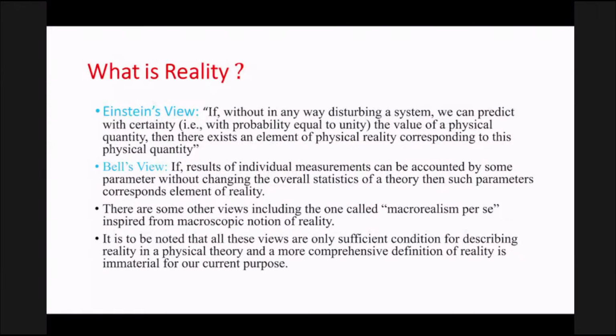So there is another view, Bell's view. I am not quoting Bell's exact words, but this was from his paper. If the results of individual measurement can be accounted for by some parameter without changing the overall statistics of the theory, then such parameters correspond to reality. It is an even weaker assumption, so Einstein's reality will already be Bell's reality, because it is very weak. Even if Bell has not mentioned disturbing a system, he says that if results of individual measurement can be accounted for by some parameter without changing the overall statistics. So overall statistics is the same, but you can give an explanation of individual outcomes. So this is Bell's view of reality.